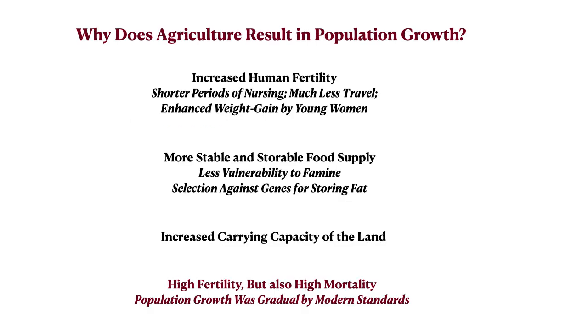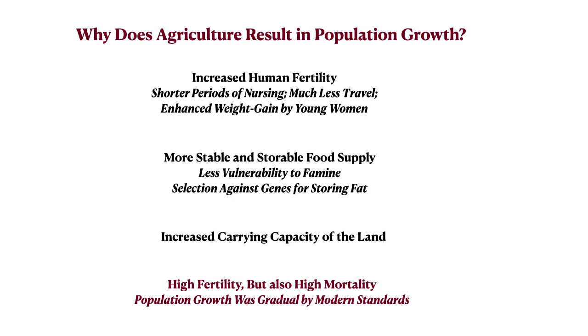So what are some of the reasons for this population spurt with agriculture? Well, one is increased human fertility. Shorter periods of nursing. Nursing children really reduces fertility in women. It's really suppressed. I mean, it does happen, but it's much less likely for a nursing woman to become pregnant. There are shorter periods of nursing. Hunter-gatherers, we know from modern studies, often nursed children till 4, even 5 years of age. That was even true in some agricultural societies.